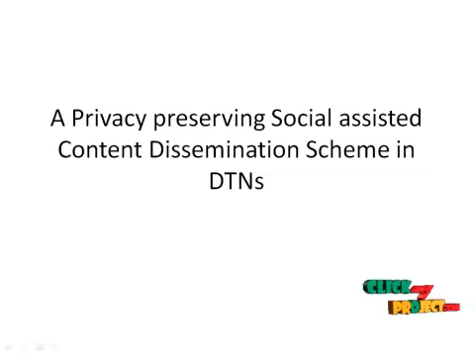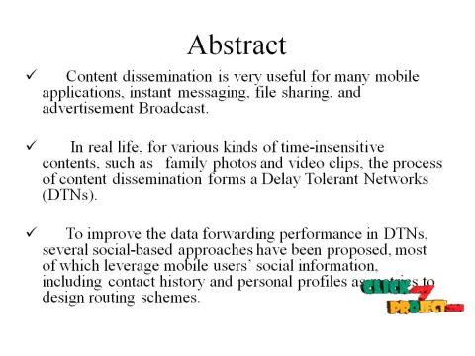Your requested topic is a privacy preserving social assisted content dissemination scheme in DTNs. Next we are moving to abstract. Content dissemination is very useful for many mobile applications, instant messaging, file sharing and advertisement broadcast. In real life, for various kinds of time insensitive contents such as family photos and video clips, the process of content dissemination forms a delay tolerant network.